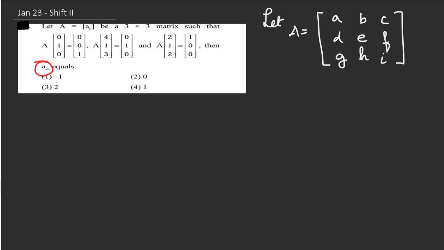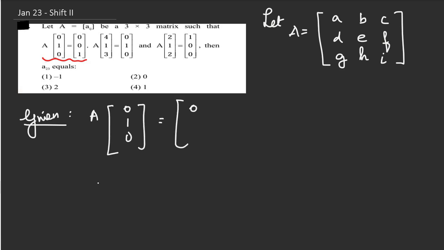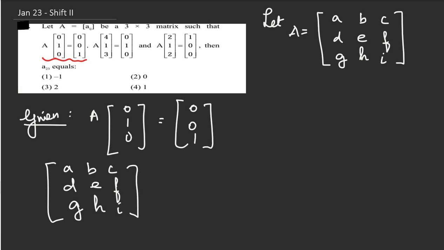Now, given the first equation, A into the matrix [0, 1, 0] is equal to [0, 0, 1]. So A is the matrix with rows A, B, C; D, E, F; and G, H, I, multiplied by the matrix [0, 1, 0], which is equal to [0, 0, 1].